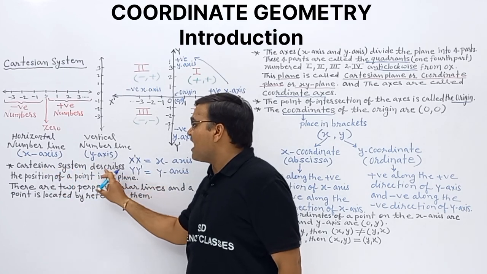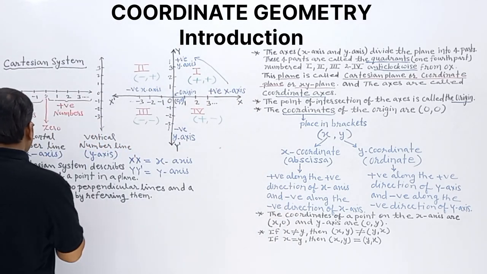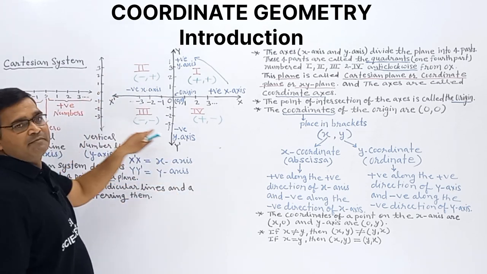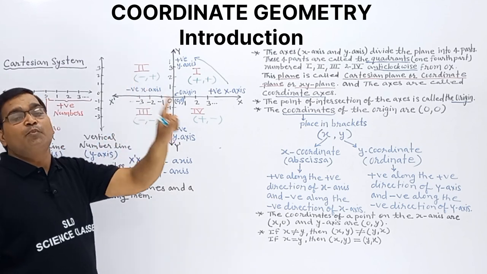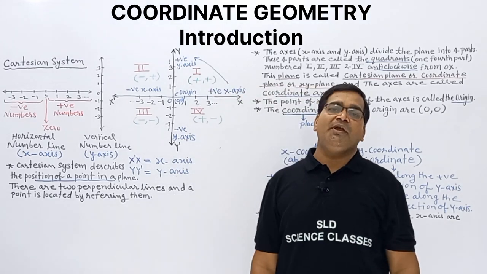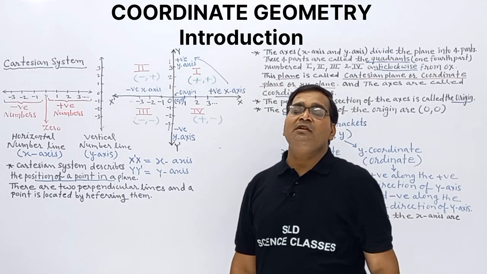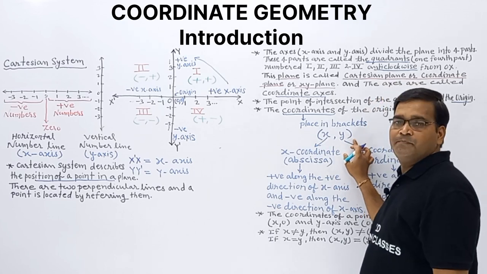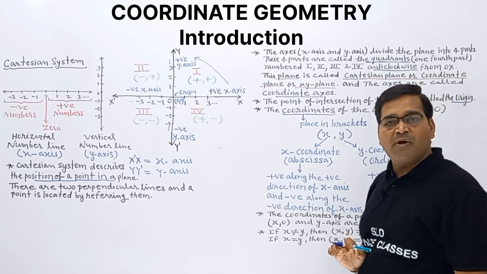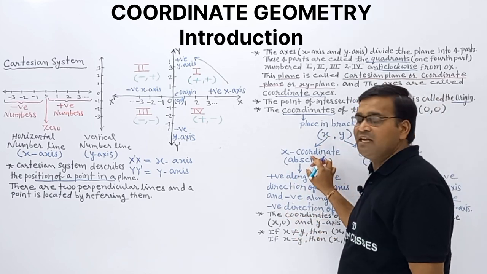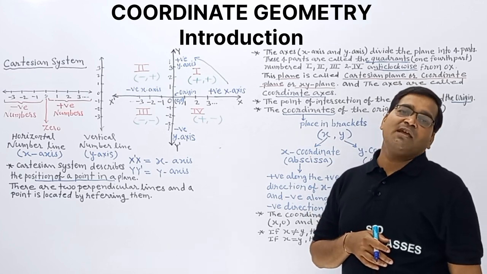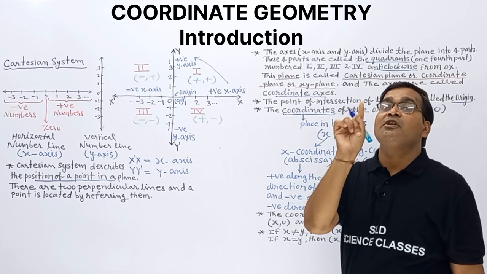The Cartesian system describes the position of a point in a plane. This is a plane in which we have some points, and we want to find the position of that point. How will we write it? In a bracket, x comma y. First we write the x coordinate, then a comma, then the y coordinate. Clear? In this way we can write the position of that point.